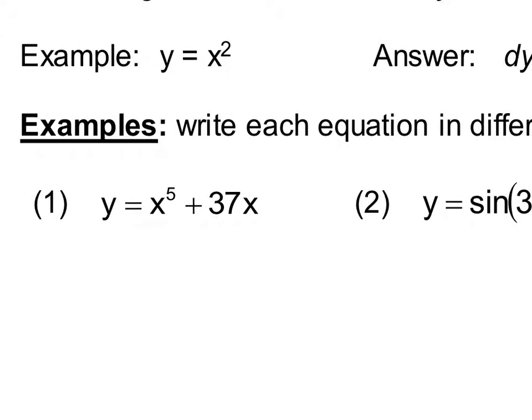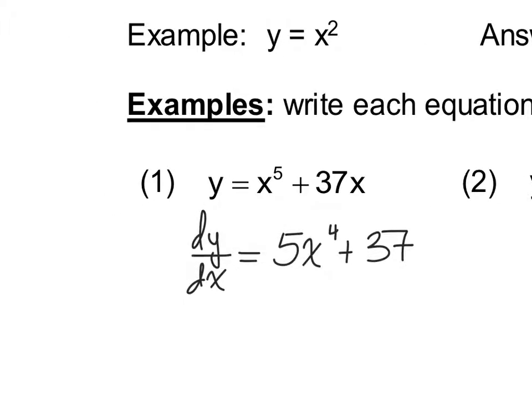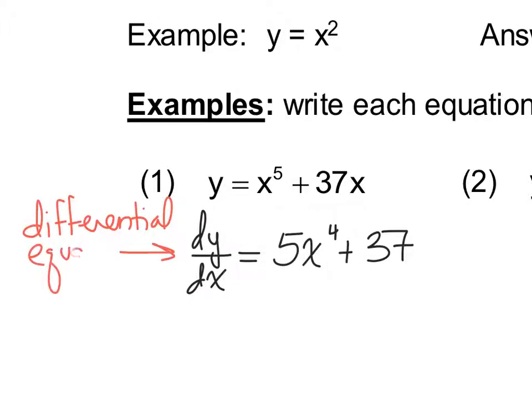Equation. So dy/dx would be equal to 5x to the fourth plus 37. What we have here is known as a differential equation.